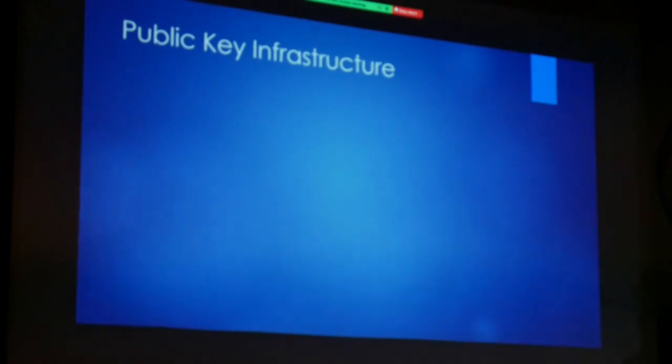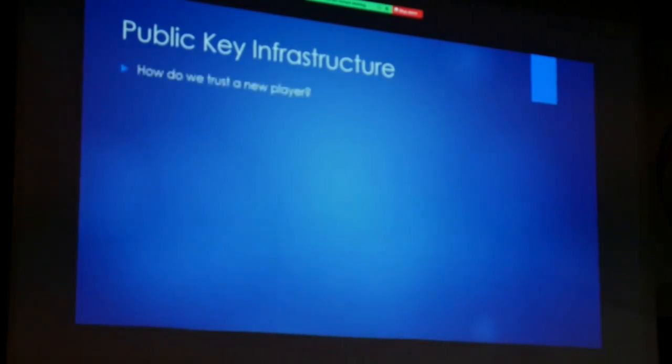Now, one last thing before we're done with cryptography is to talk about public key infrastructure. And what that means is trying to solve this thing of how do you share the keys around, okay? PKI, we call it. The first question is, how do we trust a new person?